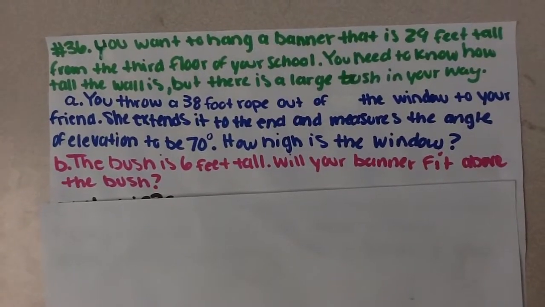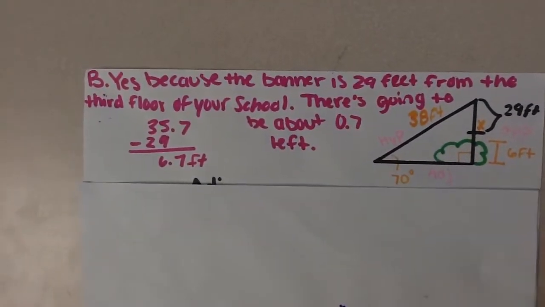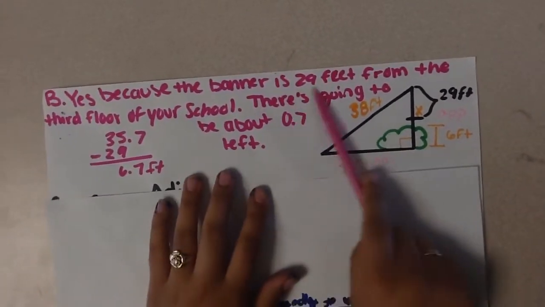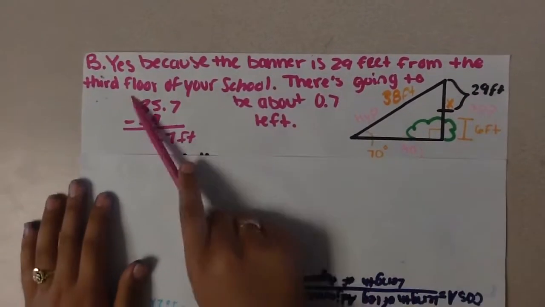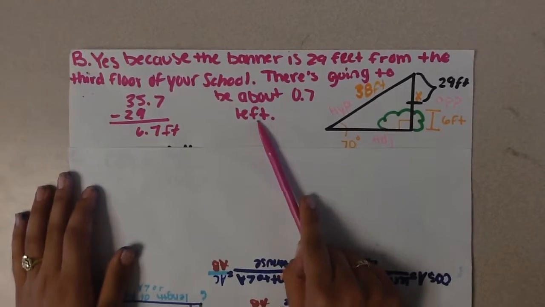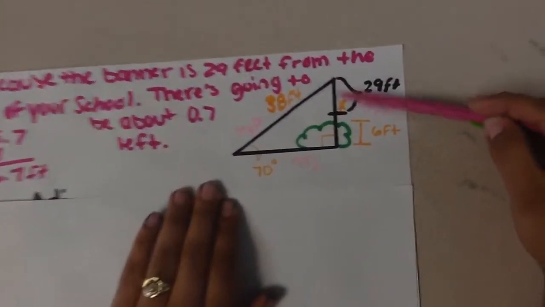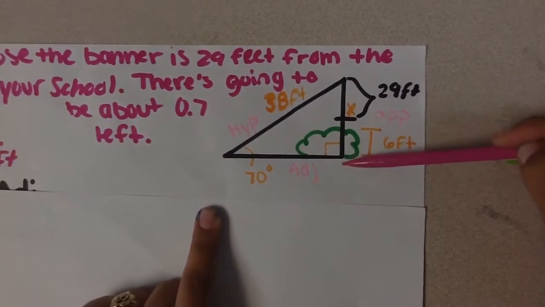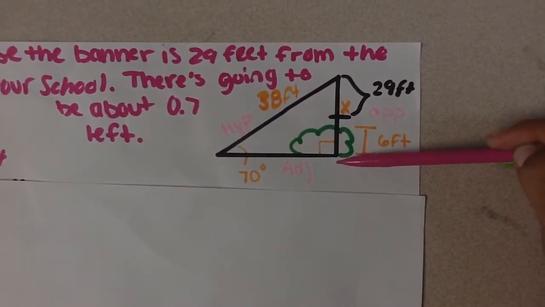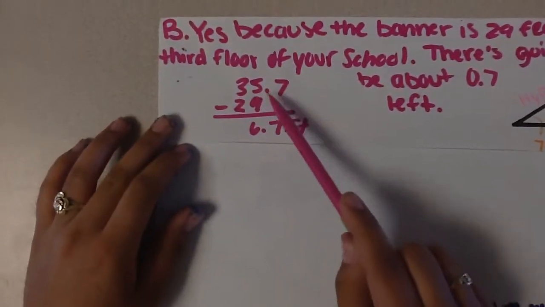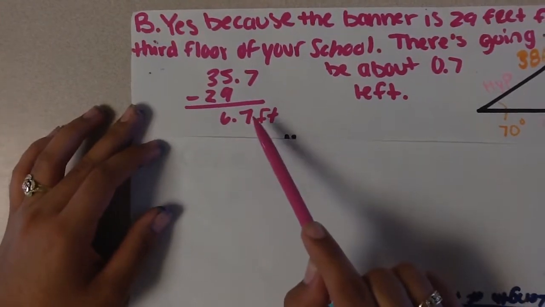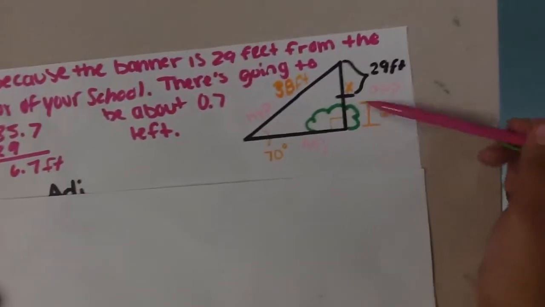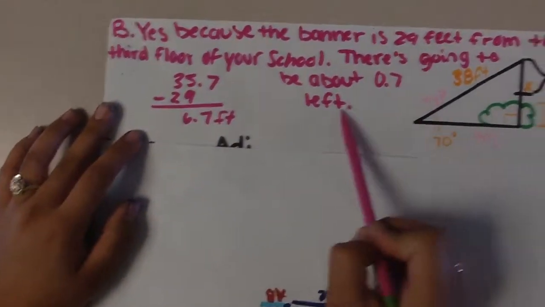Next question, part B. The bush is 6 feet tall. Will your banner fit above the bush? The answer is yes. The banner will fit because the banner is 29 feet from the third floor of your school, and there's going to be about 0.7 left. How I got this answer: the banner is only 29 feet in distance from here, and the bush is only 6 feet from here. The whole length of this leg, as we just saw in the previous part, was 35.7. So I just subtracted 35.7 minus 29, and I got 6.7 feet. Since the bush is only 6 feet tall, I'm left with 0.7.